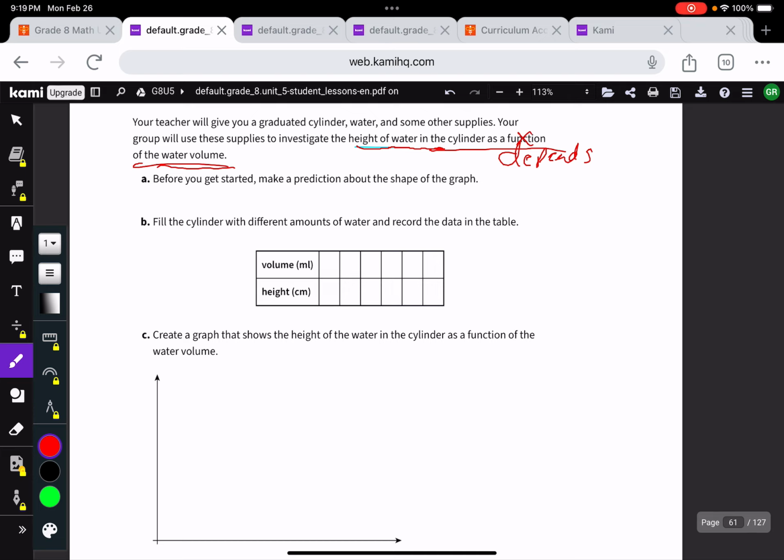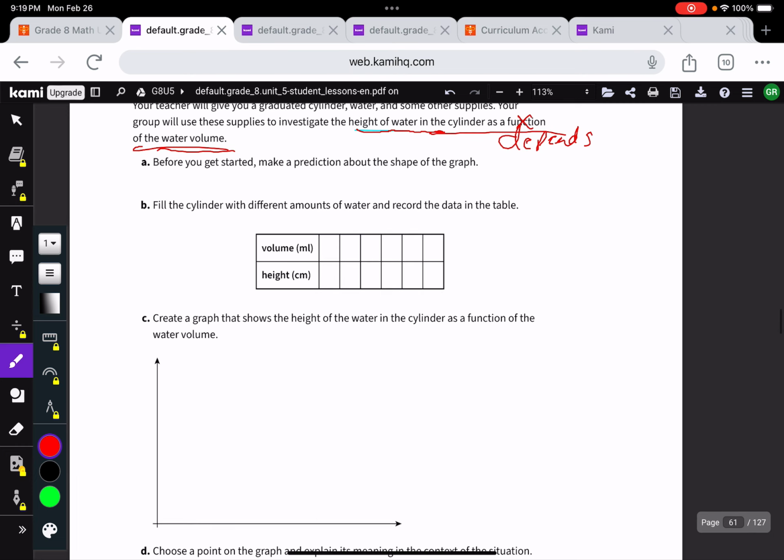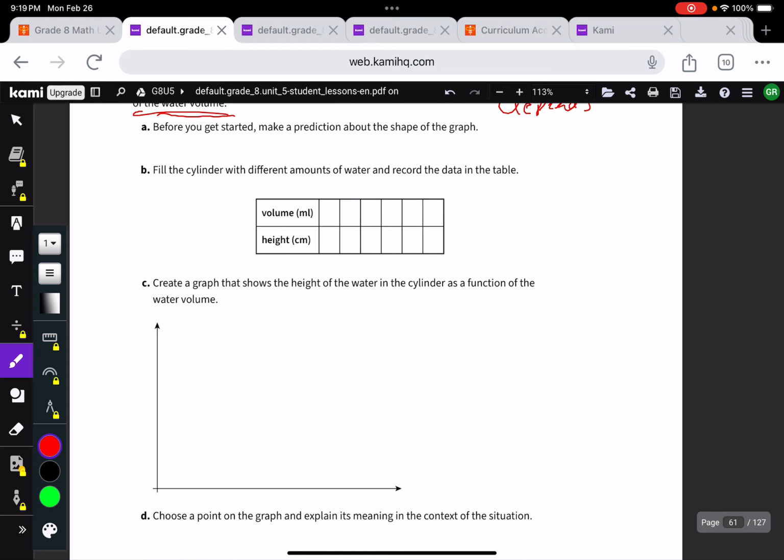The more water that's in there, the higher it's going to be, the less water, the lower. So, okay, yeah, that's got to be a function. The height does that. So I guess we're going to investigate it. First off, it says make a prediction about the graph. Well, first off, kind of give us the answers, but here's the graph down there in question C.